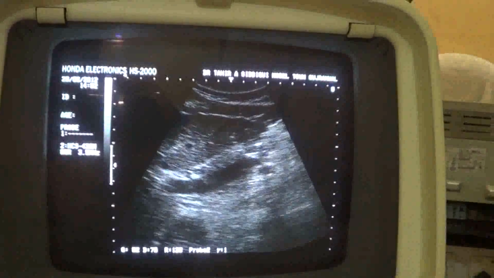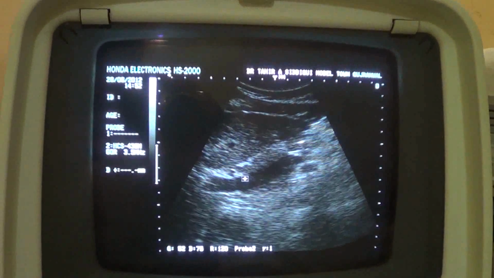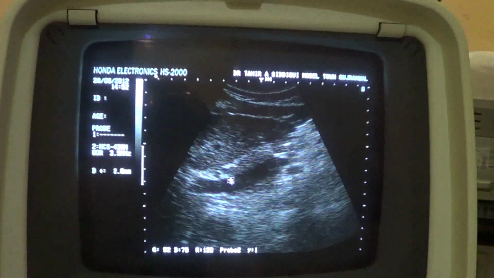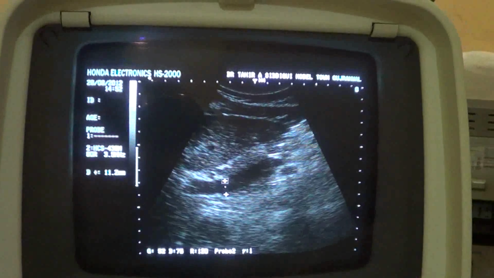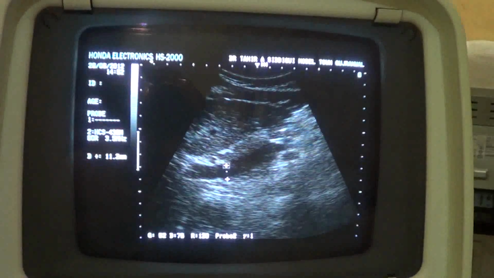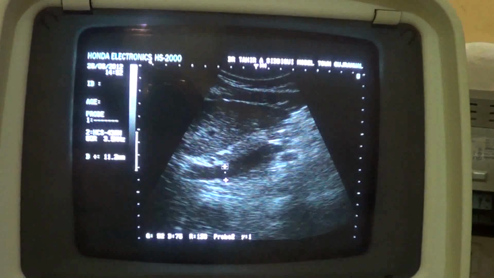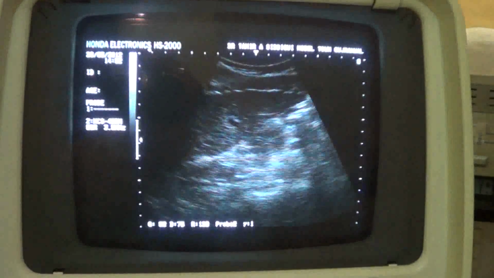This is the portal vein, and the portal vein at the level of porta hepatis measures 11.2. It's not dilated, it is patent, lumen is clear. Normal portal vein is measured from inner to inner border and should not exceed 13 millimeters.